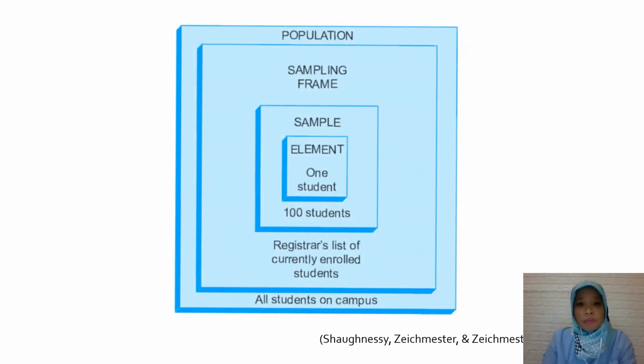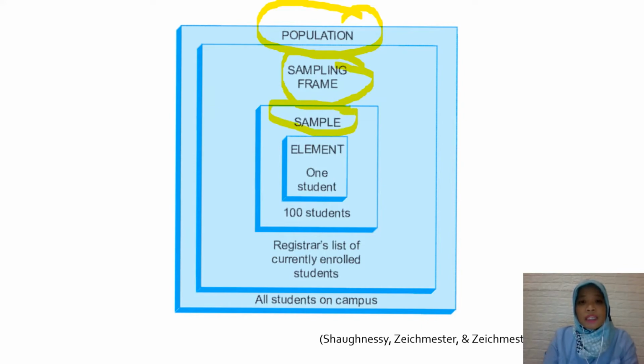There are several terms that we need to understand in sampling. The first one is the population itself, and then there's what's called the sampling frame, the sample itself, and then the element. I will discuss each of these terms one by one.